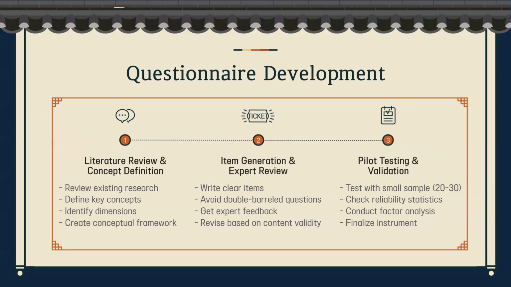Developing a new questionnaire follows 3 steps. Step 1, literature review and concept definition. Clearly define your key concepts. Step 2, item generation and expert review. Write clear items, avoid double-barreled questions, and get expert feedback for content validity. Step 3, pilot test and validation. Test your questionnaire with a small sample and conduct a factor analysis to finalize the instrument.